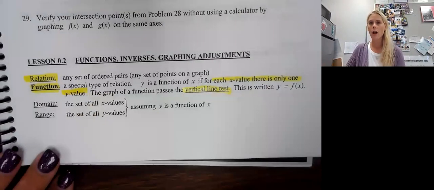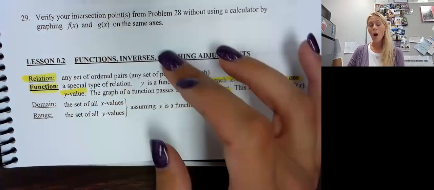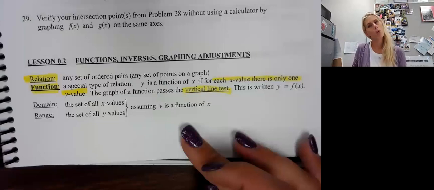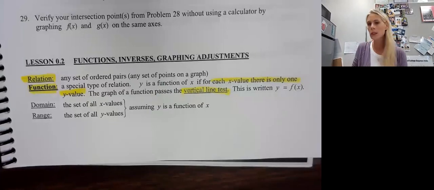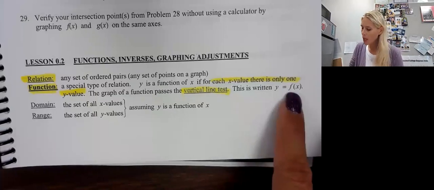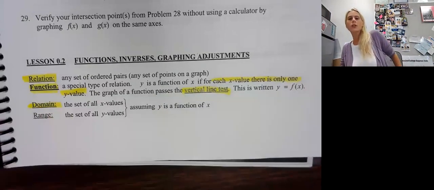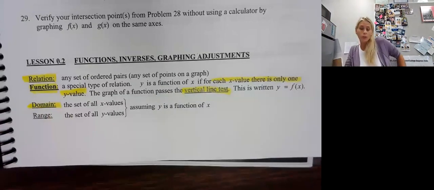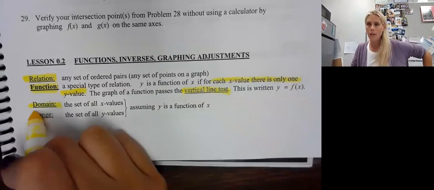Just kind of drawing a line all the way down, and if it crossed more than once, then you knew it wasn't a function, okay? And of course, we write our functions as f of x. Then we have the domain, which are all the x values that the graph goes through, and range are all the y values that the graph goes through.